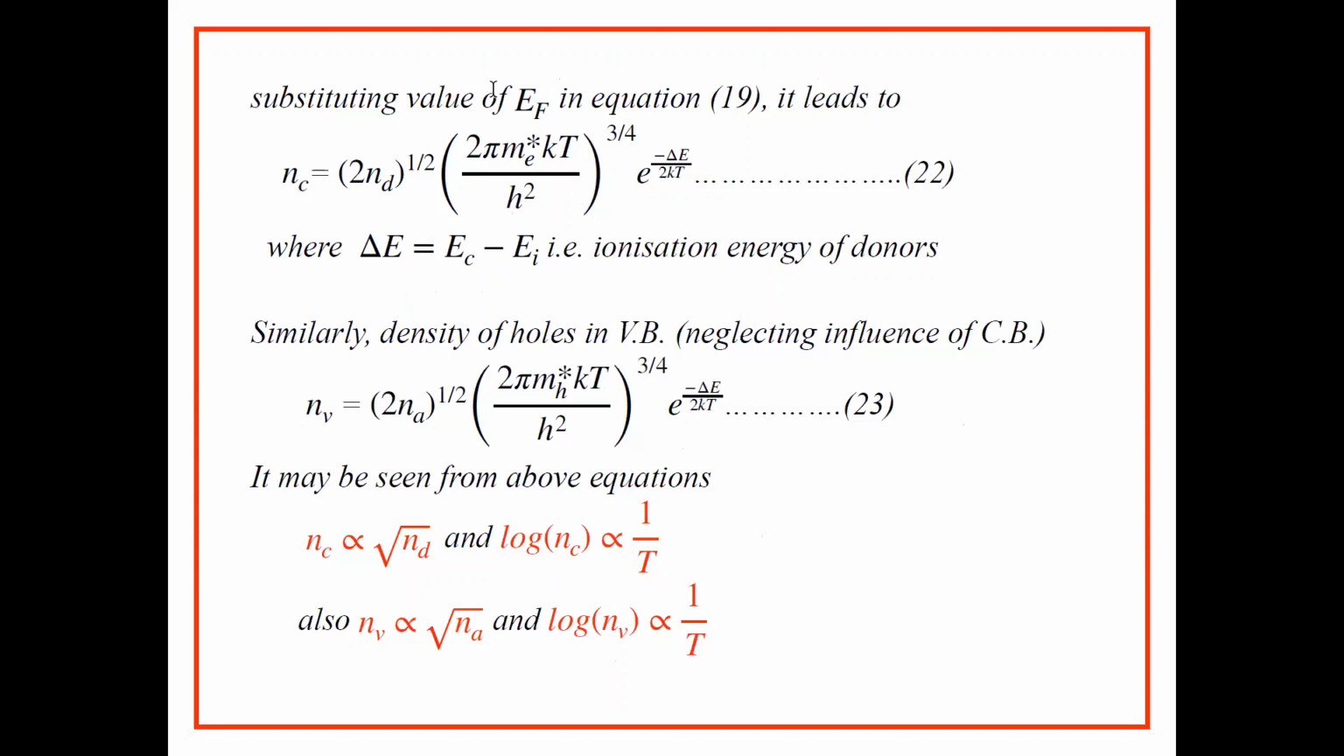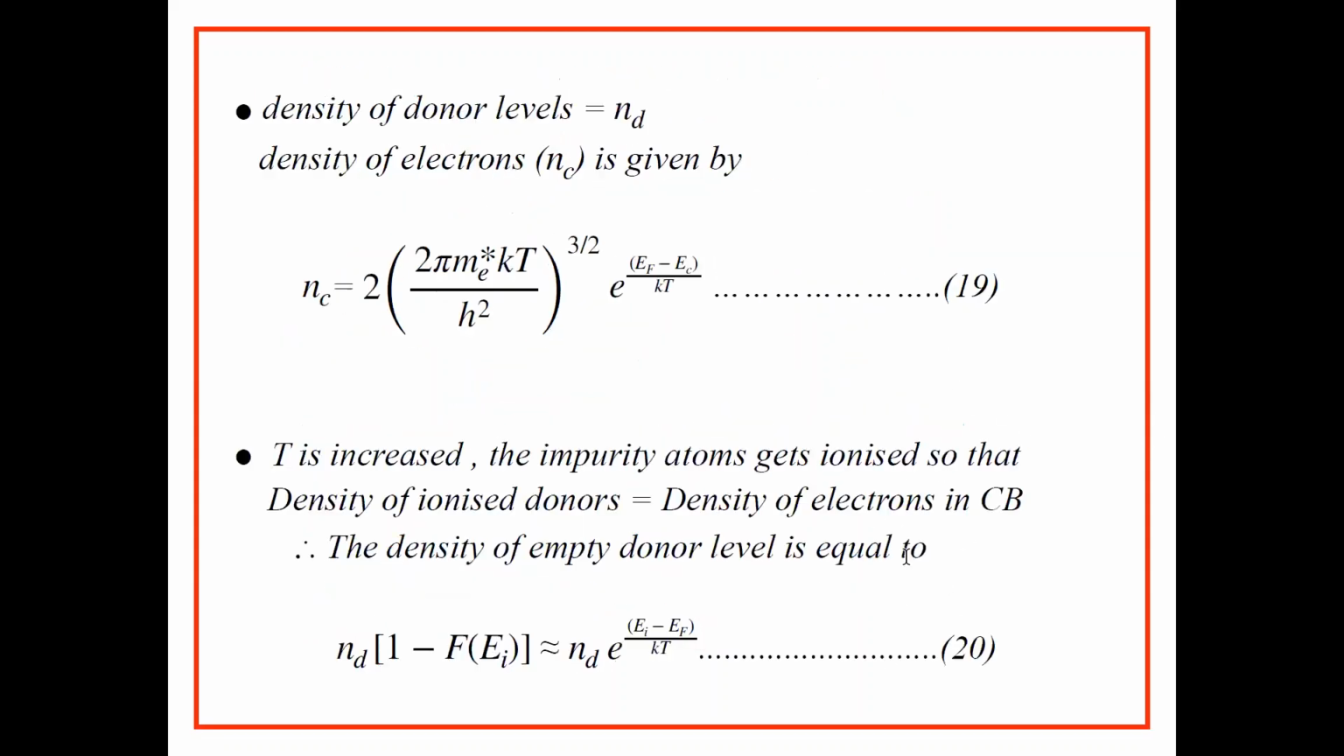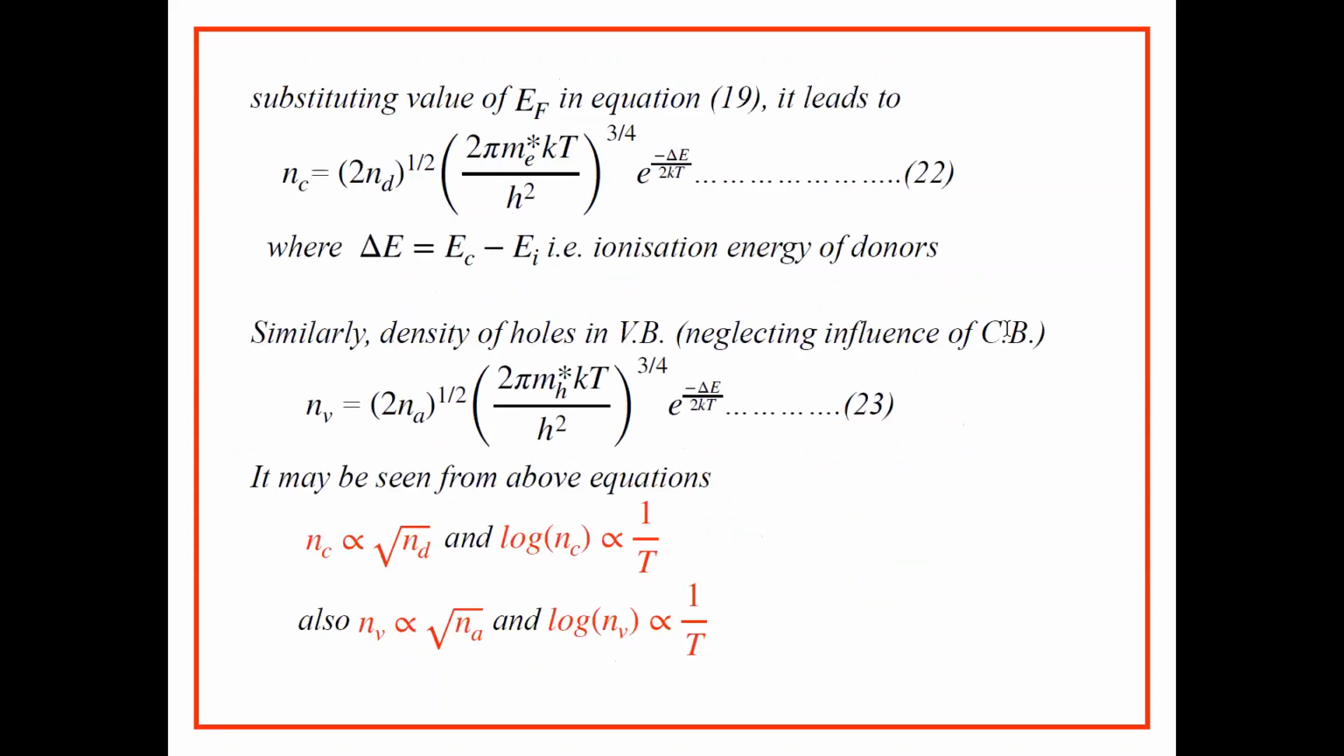So substituting the value of EF from equation number 21 into equation number 19, it leads to NC is equal to under root of 2 ND (2 pi me star kT upon h square) to the power 3 by 4 e to the power minus delta E upon 2 kT, and this is equation number 22, where delta E is equal to EC minus EI, that is the ionization energy of donors.